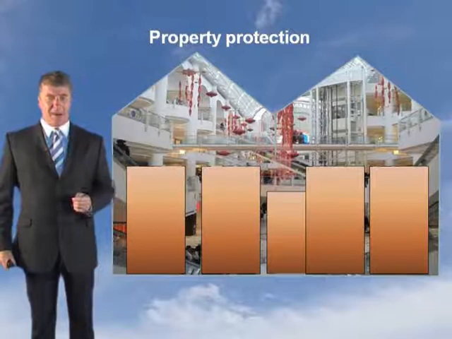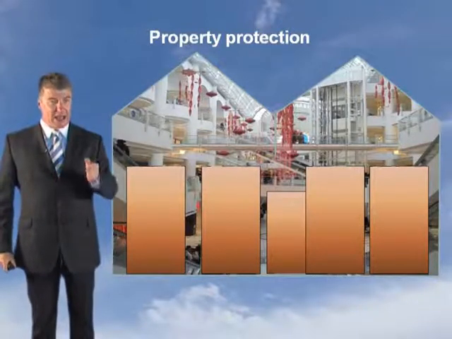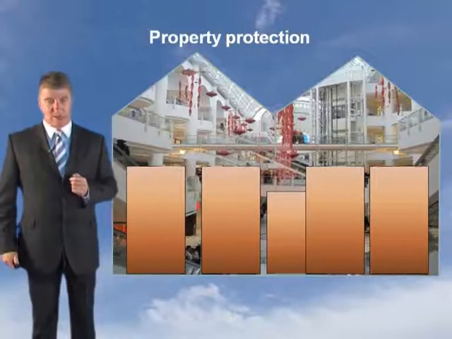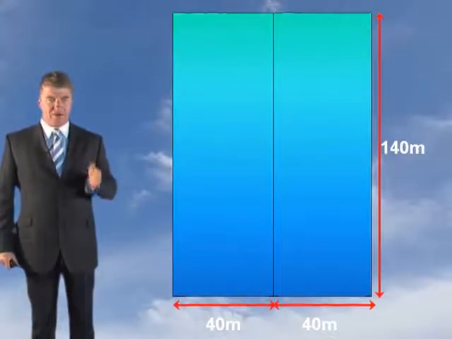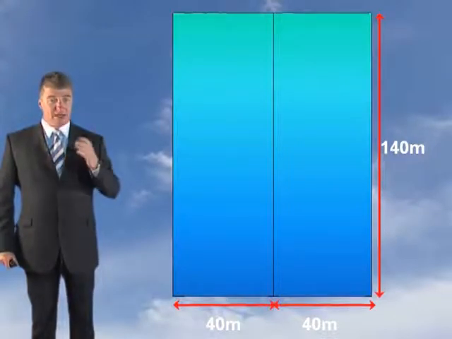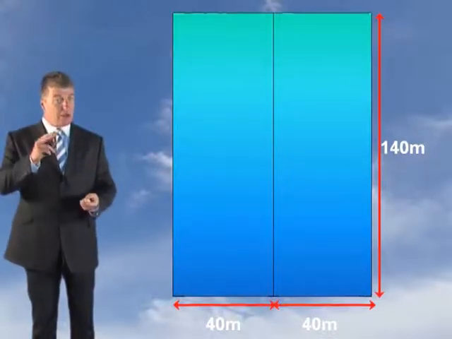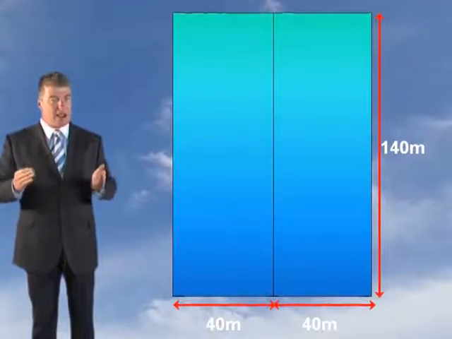Now, in this example, it's for property protection. That's the design objective. So you can have a reservoir up to 3,000 square metres. So let's look at our warehouse. Now, as you can see, this has got two separate spans, which are 40 metres wide. Now, the length is 140 metres. Now, because the maximum size reservoir is 3,000 square metres, but you've also got the 60 metre rule. It can't be more than 60 metres in one dimension.